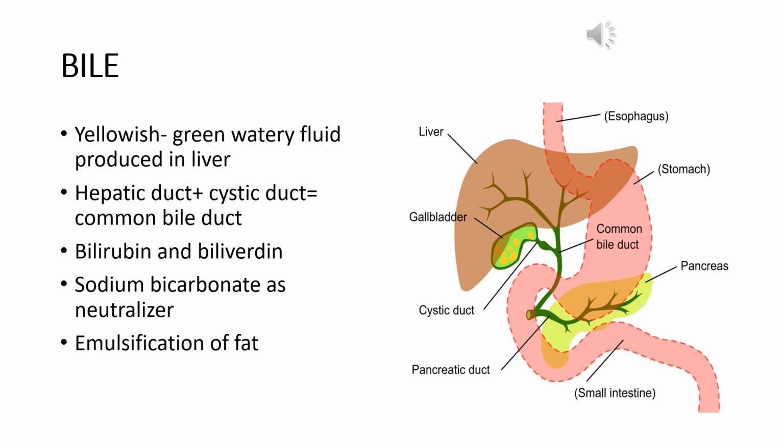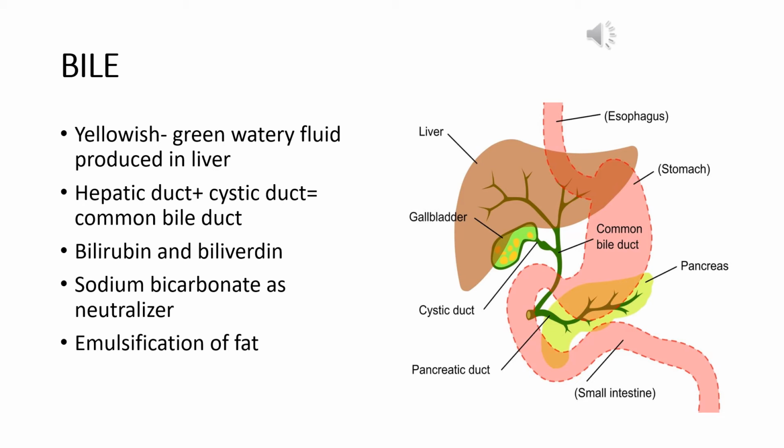Bile is a secretion that is secreted from the liver. Then from the liver it comes to the gallbladder, where it is stored. So the gallbladder is not secreting the bile, it is storing the bile and concentrating it. That means it gets rid of the water content from the bile, making it very concentrated. The hepatic duct is the duct that comes from the liver. The cystic duct is the duct that comes from the gallbladder, and together they form the common bile duct, which opens into the duodenum.